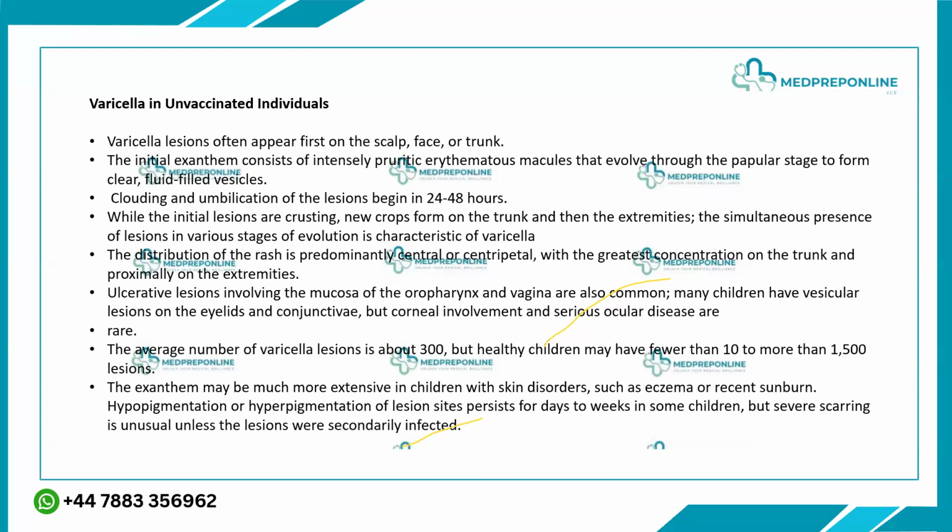Ulcerative lesions involving the mucosa of the oropharynx and vagina are also common. Many children have vesicular lesions on the eyelids and conjunctiva, but corneal involvement and serious ocular disease are rare. So chickenpox की lesions कई दफा eyelids पे तो आएंगी, skin है, conjunctiva पे भी आ जाती है. ठीक है. The average number of varicella lesions is about 300, but children may have fewer than 10 or more than 1500. Exanthem may be much more extensive in children with skin disorders such as eczema.